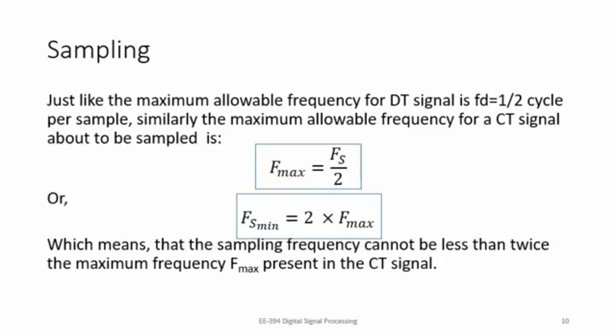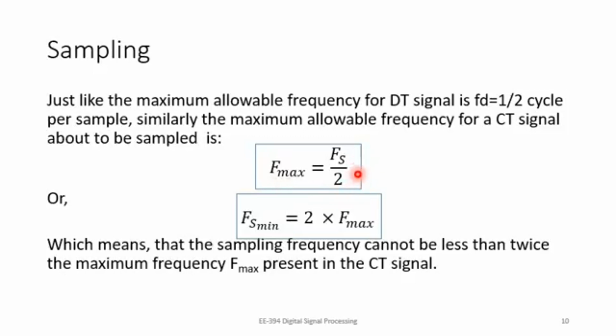Like the maximum allowable frequency for a discrete time signal is fd equals half cycles per sample. Similarly, the maximum allowable frequency for a continuous time signal which is about to be sampled will be fmax equals fs by 2. This comes from the previous slide where it says that the range of f has to be between minus fs by 2 and fs by 2. Thus, the maximum frequency which can be present in a continuous time sinusoid is fmax equal to fs over 2.